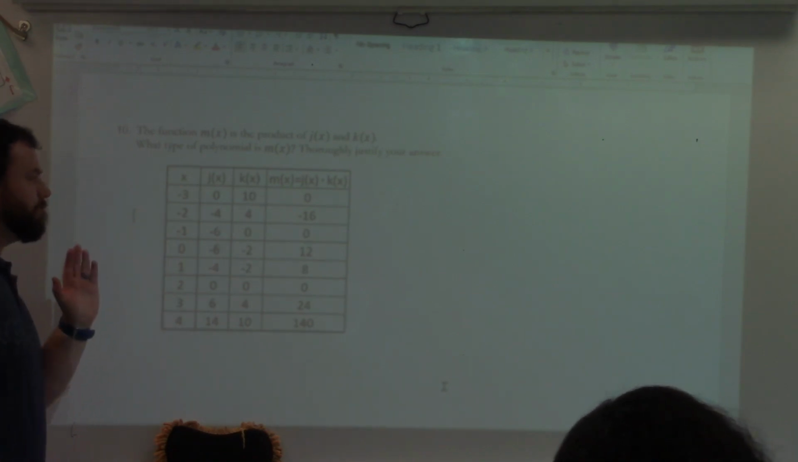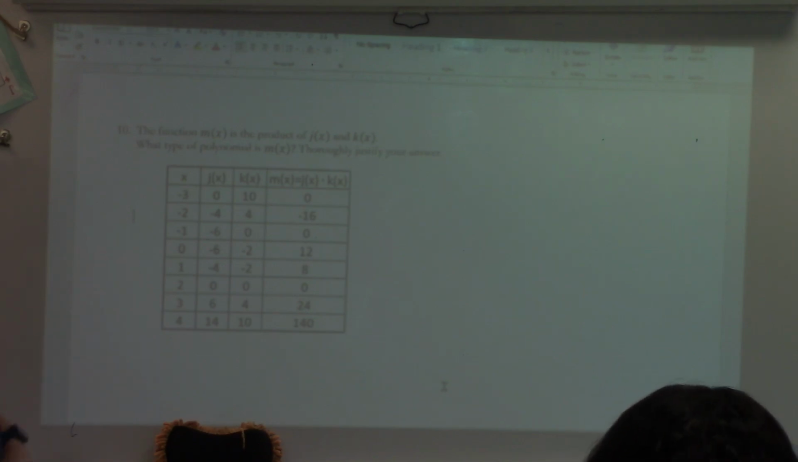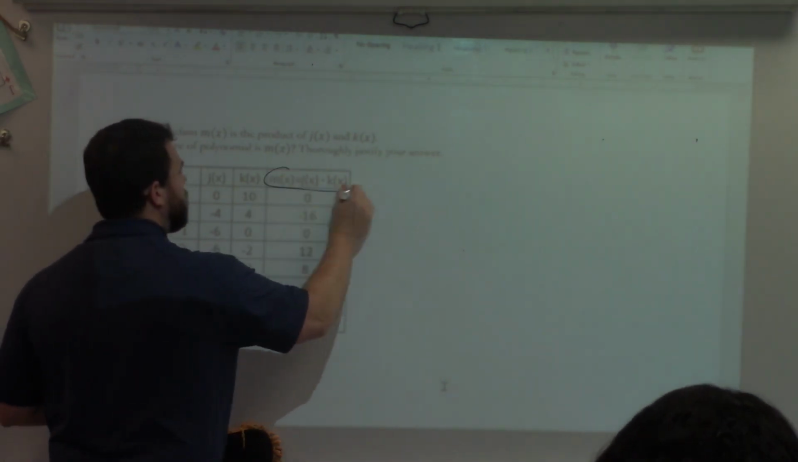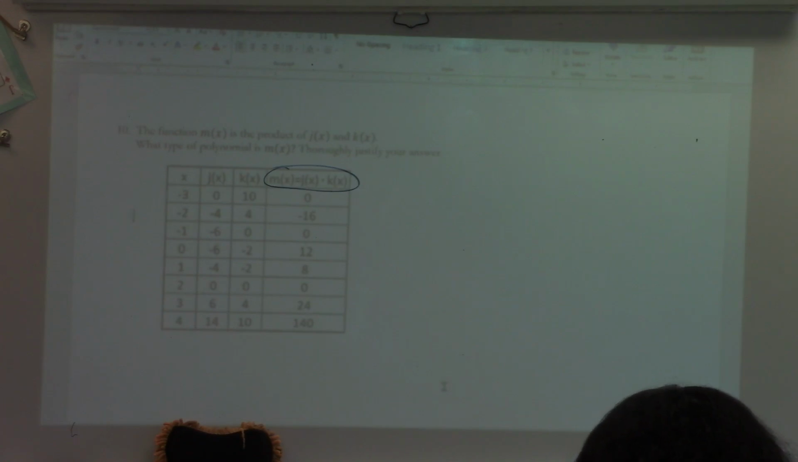But I have a question. How many roots does m of x, right? So we're focusing on m of x. How many roots does m of x have? How many? 2. You only think 2? Why are you thinking 2? Is it because of the j of x and the k of x?